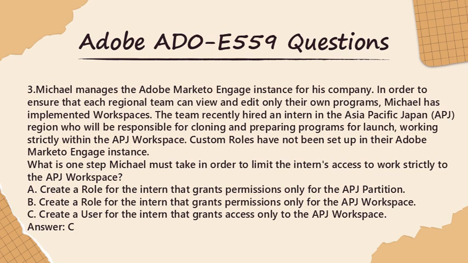What is one step Michael must take in order to limit the intern's access to work strictly to the APJ workspace? A. Create a role for the intern that grants permissions only for the APJ partition. B. Create a role for the intern that grants permissions only for the APJ workspace. C. Create a user for the intern that grants access only to the APJ workspace. Answer: C.